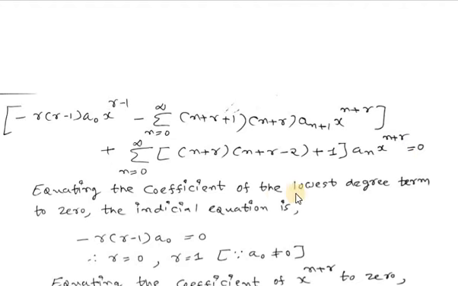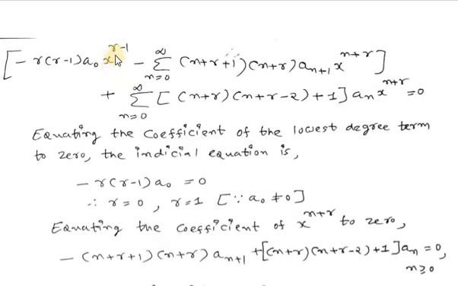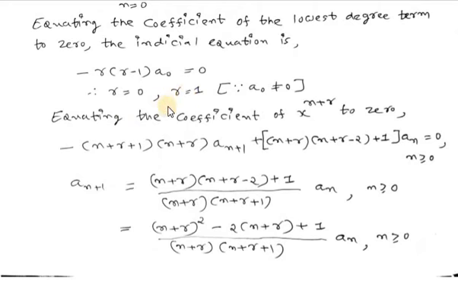Now equating the coefficient of the lowest degree term to 0: the lowest degree term is this one, x raised to r minus 1, and its coefficient is -r(r-1) a0. Equating this to 0, but we know that a0 is not equal to 0, so we have r equals 0 and r minus 1 equals 0. So we have two values, r equals 0 and r equals 1, and the difference of these two values is an integer value. It means we are in case number 3.